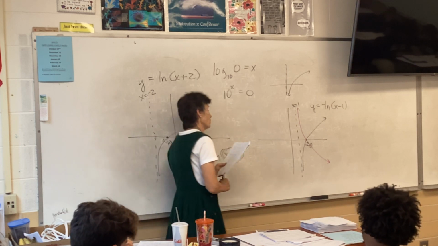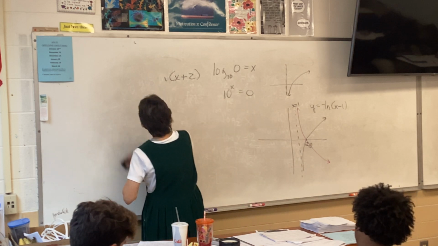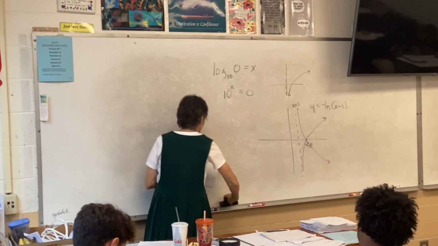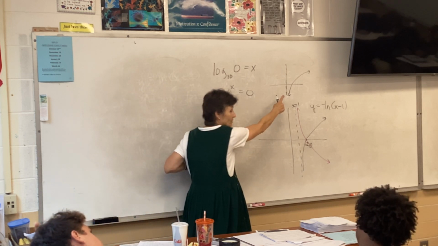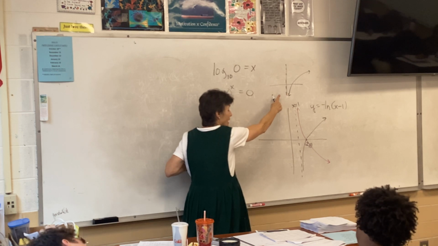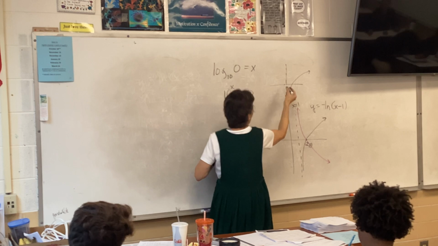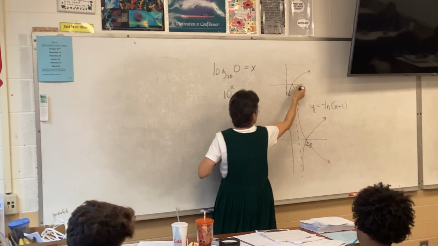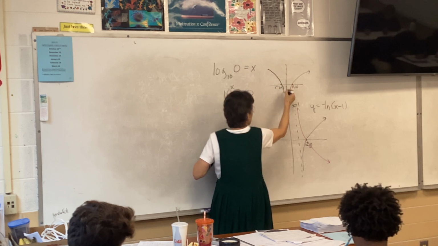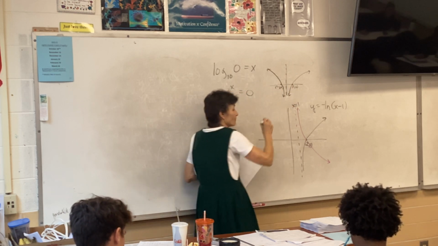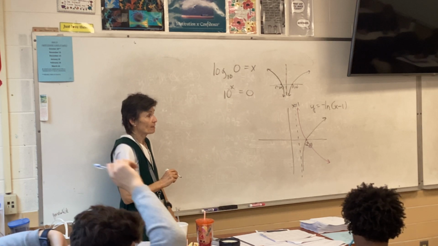Now, what about D? D just reflects over the y-axis. D is going to take that original picture right there and reflect it across the y-axis. So instead of (1, 0), it's (-1, 0), and it looks like this. Everybody okay with that?